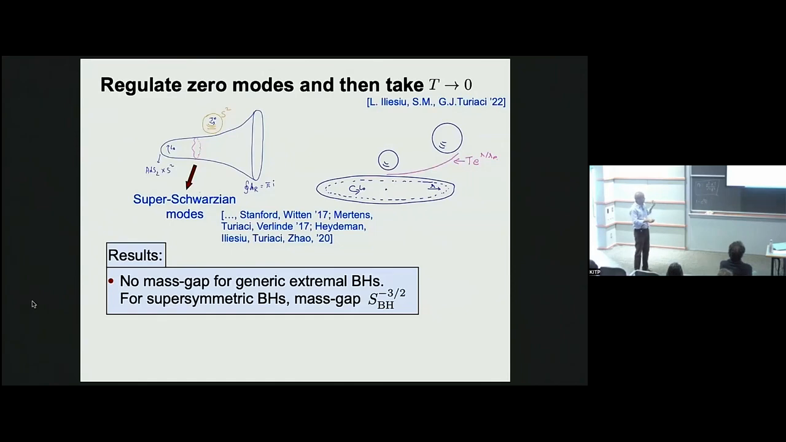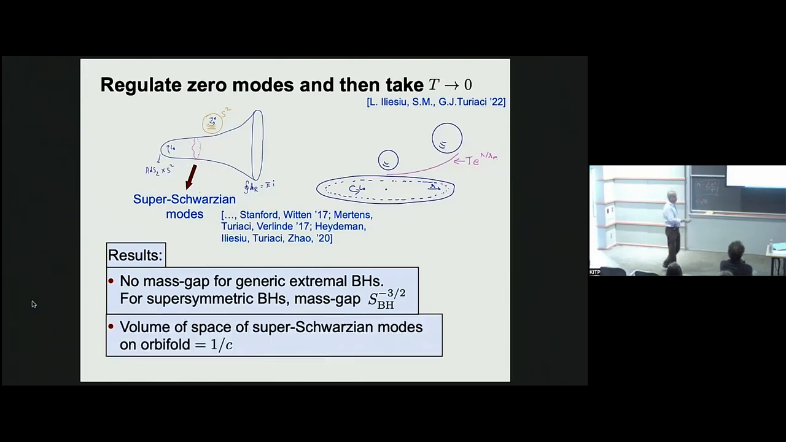But for supersymmetric black holes, the T goes to 0 limit on AdS2 just gives 1. And therefore there is a mass gap you can calculate, which is of the order of 1 over the entropy to some power. Okay, so that's the first result. That's for AdS2 times S2. This was the question that was asked. So basically the old calculation goes through as it is. And now you can repeat the calculation for the orbifolds. So you also have some Schwarzian mode, and the volume of the Schwarzian mode is precisely 1 over c. Okay, so that sort of finishes this calculation.